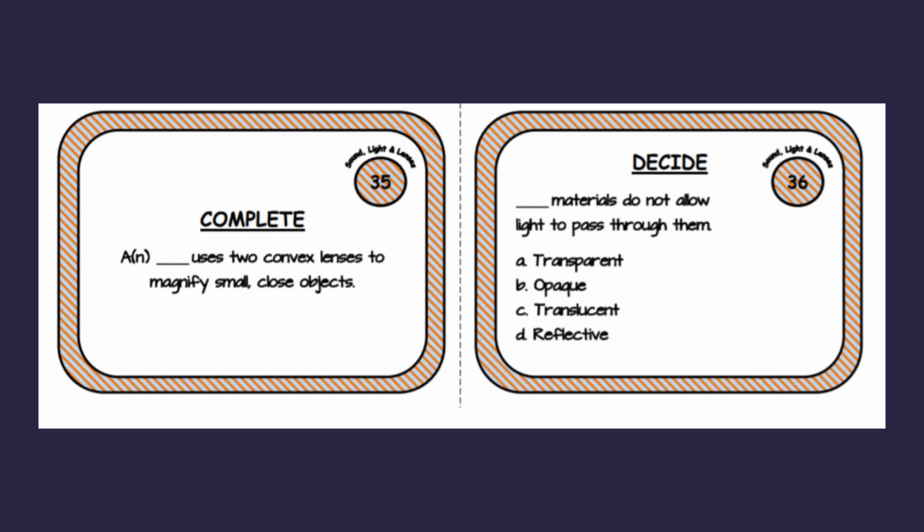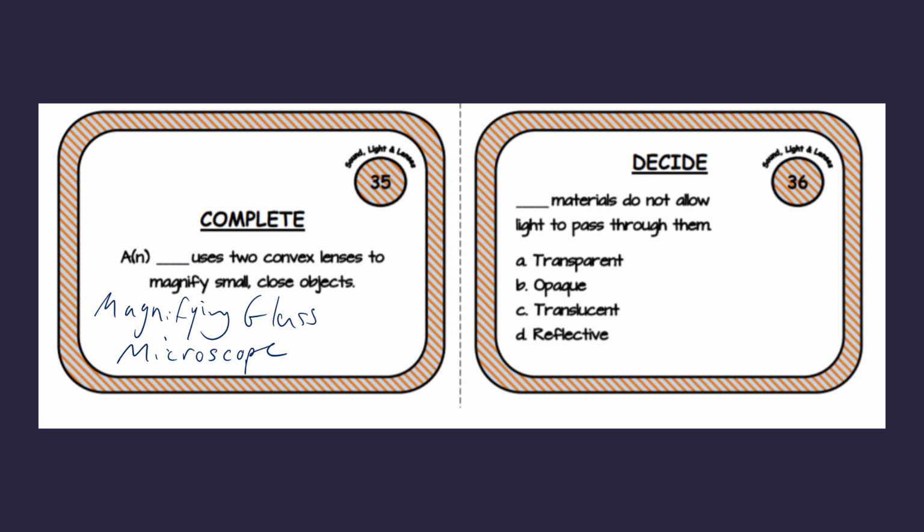A blank uses two convex lenses to magnify small closed objects. Really, you could put a couple of answers here. So magnifying glass is what I would put. But also, honestly, a microscope pretty much does the same thing. Now, of course, it's a little more complicated, but it's true.